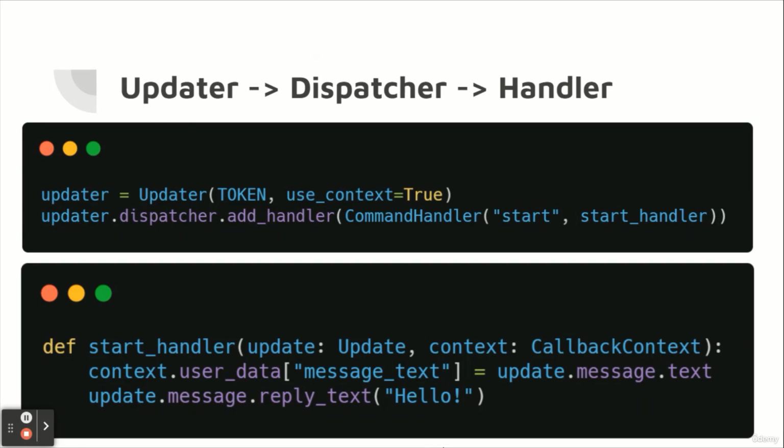Callback context contains a very useful property which names user data. It's a dictionary that can be used to keep any data in. For each update for the same user, it will be the same dictionary. For example, in the handler, we can save some needed data to the context, as shown on the second code snippet.